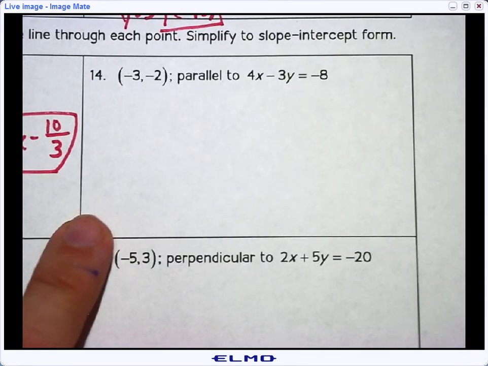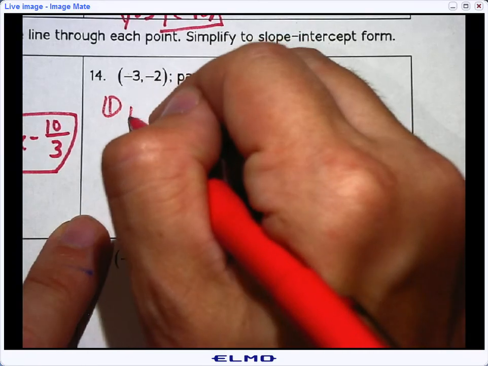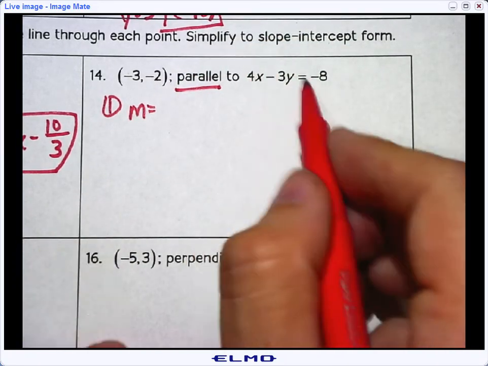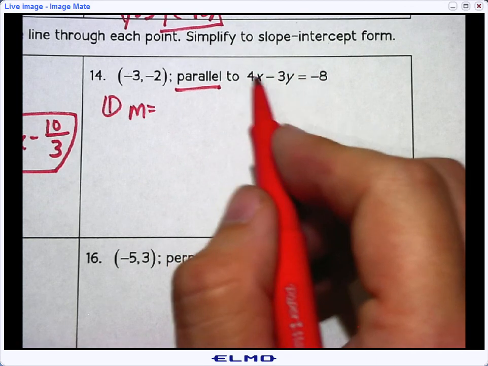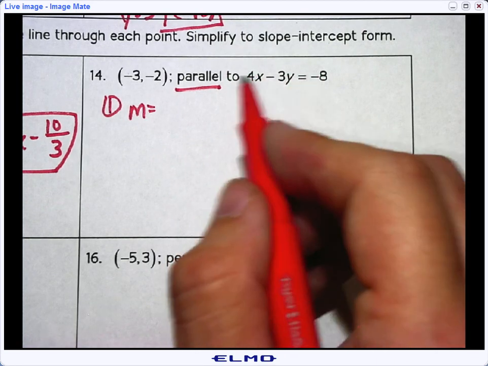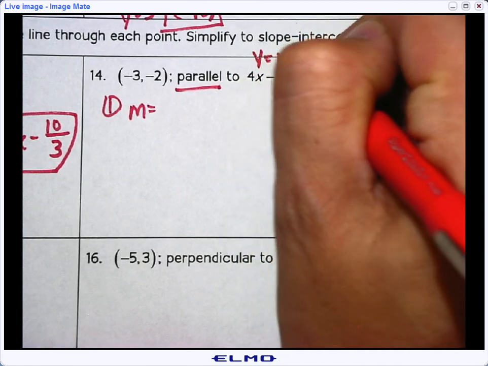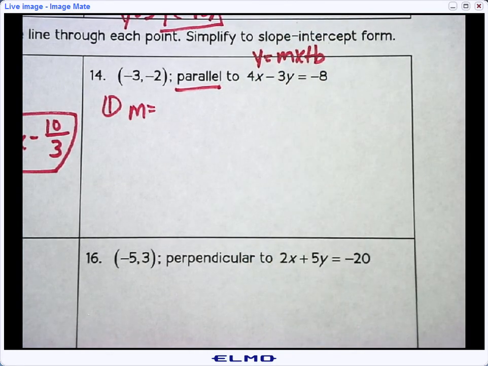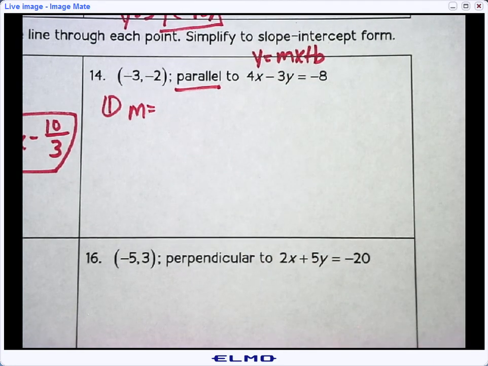All right, number 14, same thing. My lines have to be parallel, so my slope has to be the same as the slope of this line. But I've got a small problem. This equation is not in the right form. To determine the slope of this line, it has to be in slope-intercept form. So y equals mx plus b. So we have to rewrite this to put it in slope-intercept form.